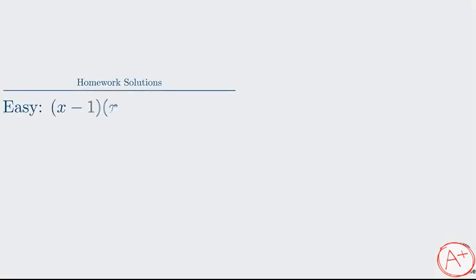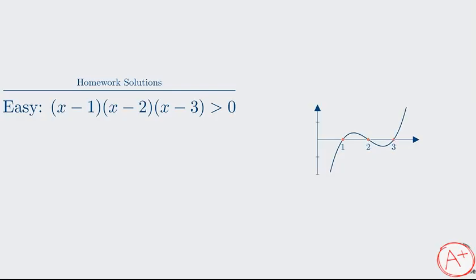For the first question, we identify the roots at x equals 1, 2, and 3. Since the leading coefficient is positive, the curve ends by going upwards. We are looking for where the curve is above the x-axis. Looking at the sketch, the positive regions are between 1 and 2, and everywhere to the right of 3.